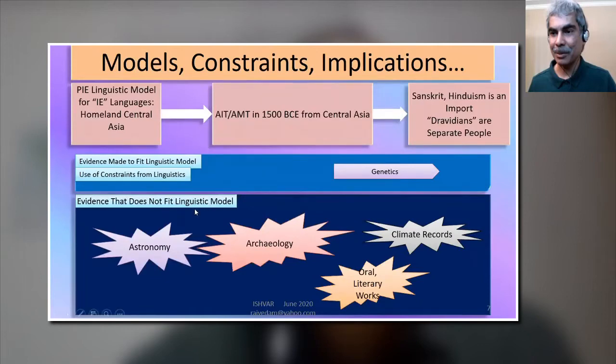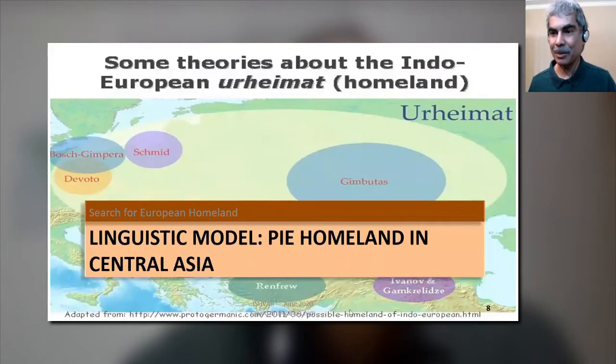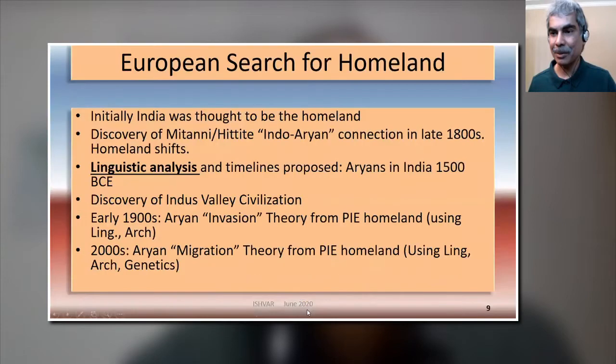There is also evidence that does not fit the linguistic model, things like astronomy, archaeology, literary works, climate trends, and so on and so forth. There are a lot of them. So I'd like to first talk to you about the linguistic model, where it started out. Initially they started out saying that India is the homeland for the languages, and it's from India that the Indo-European languages spread out. That was the initial thought of the colonial people.